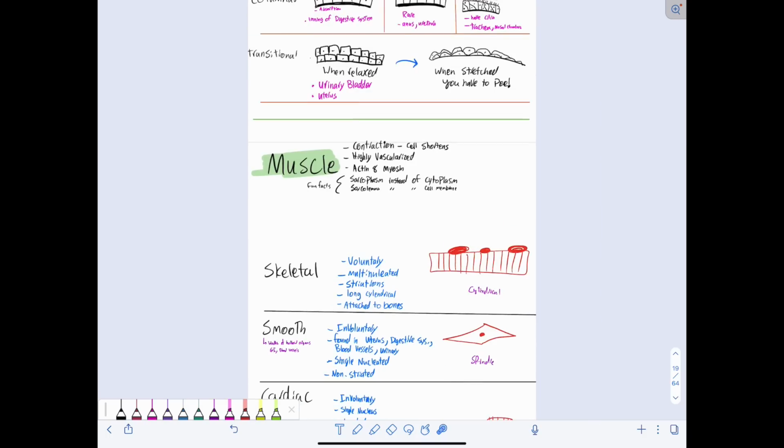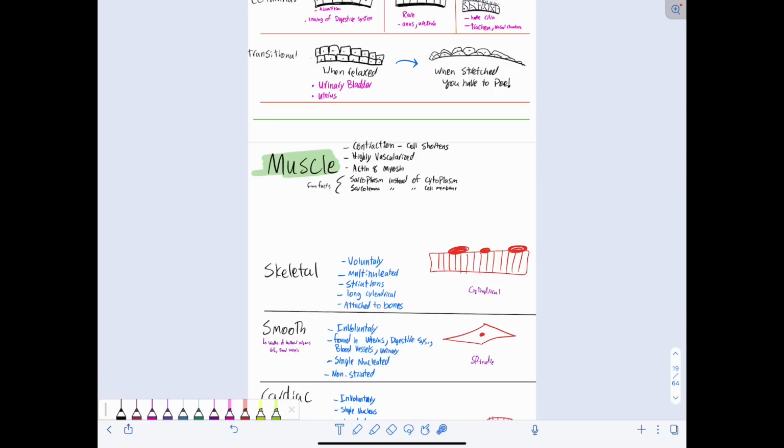So the next type is the muscle tissue. And the muscle tissue's main job is to contract. And anytime it contracts, the cell shortens. You could see that for yourself if you flex your biceps or something. Muscles are highly vascularized, meaning they have a lot of blood going towards them, which makes sense because they use a lot of ATP. And the best way to make ATP is when you have oxygen, basically. You get the biggest bang for your buck.